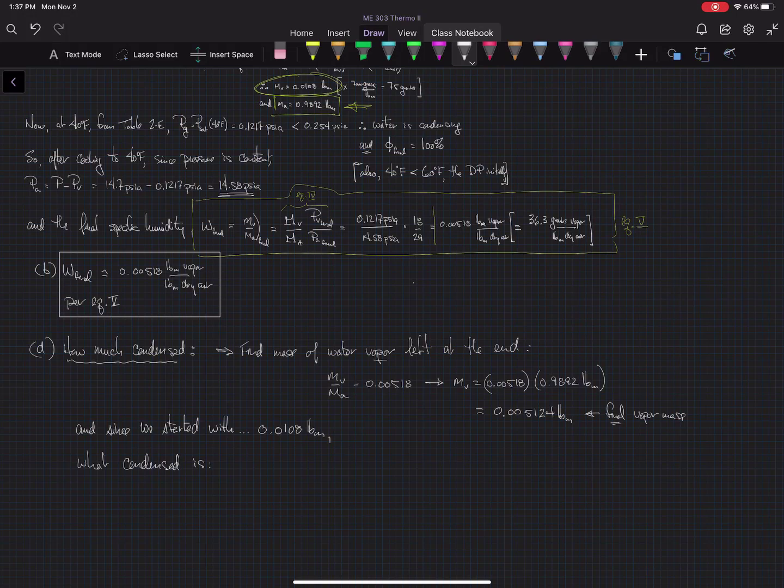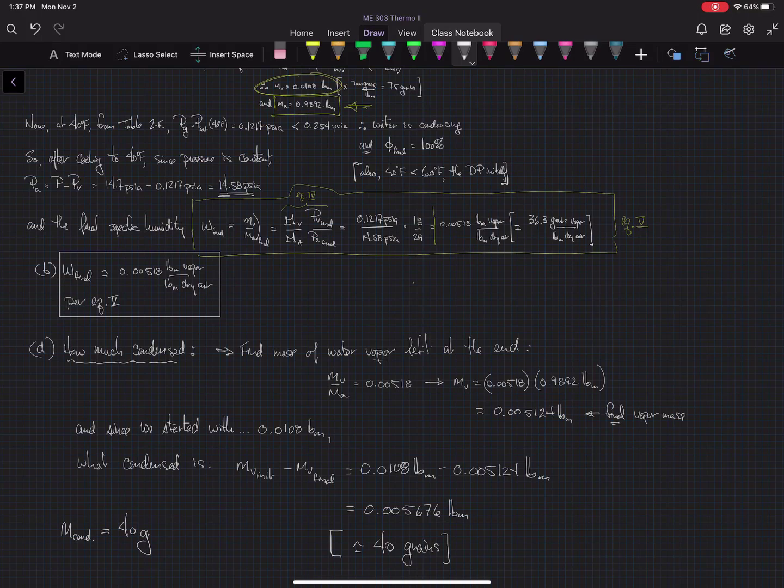So 0.0108 pound mass minus 0.005124 pound mass, giving us 0.005676 pound mass that had to have condensed, or about 40 grains. And voila, 40 grains or 0.005676 pound mass of water was squeezed out of this mixture as we cooled it down.